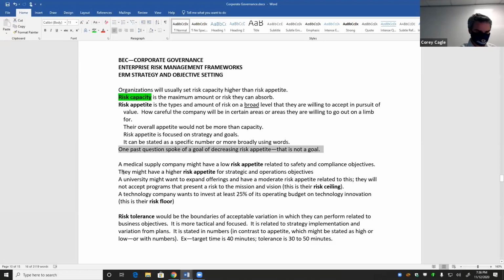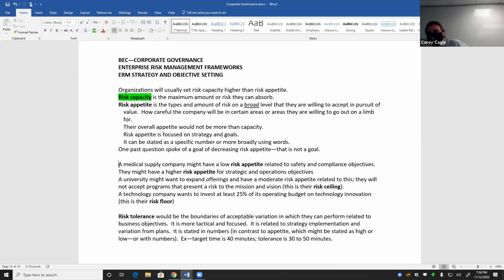So I pulled these examples in. Again, I forget where I pulled these from. It may have been our actual book. A medical supply company might have a low risk appetite regarding safety and compliance. They're not willing to accept a whole lot of risk regarding safety and compliance. They might have a higher risk appetite for strategic and operations objectives. They're willing to take more risk there. They have a bigger appetite.